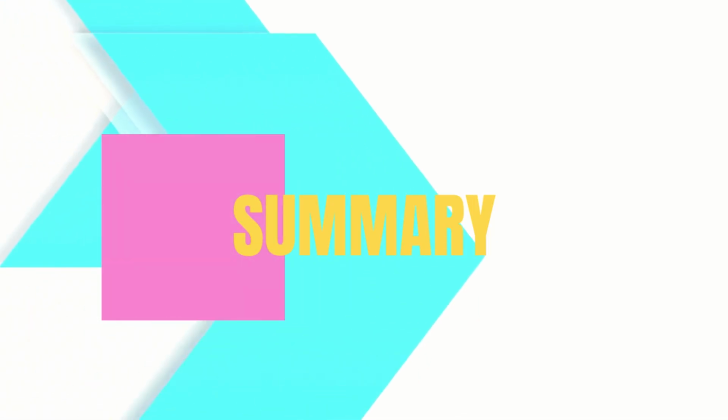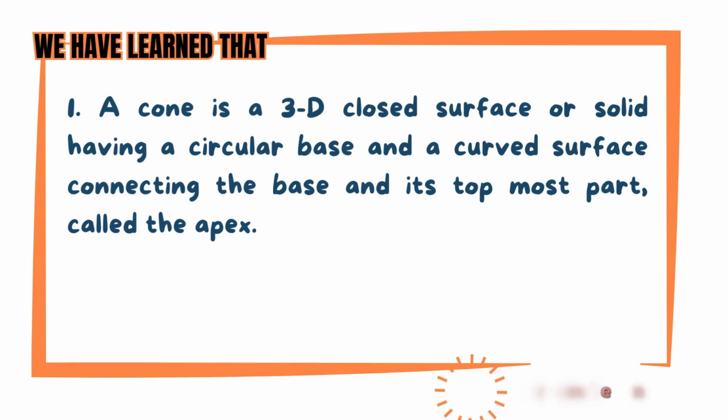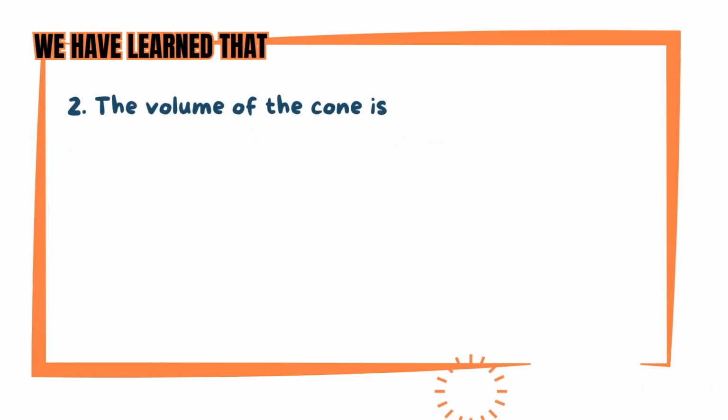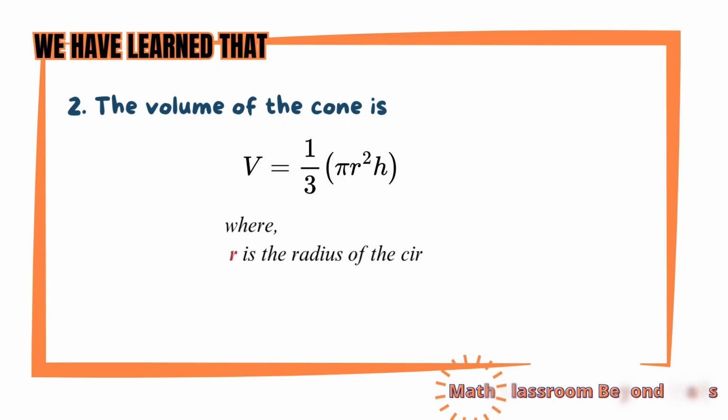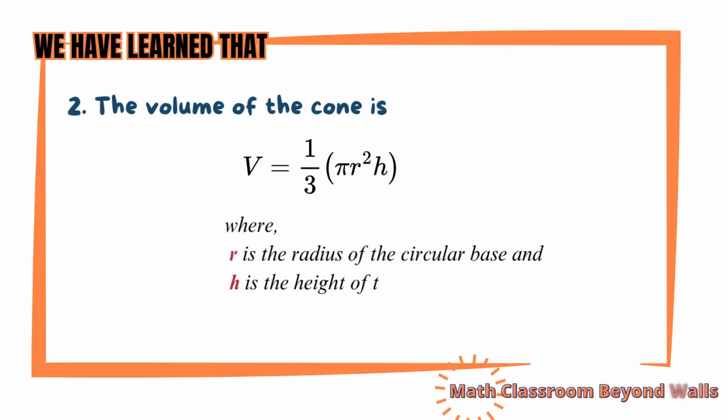Let us summarize what we have learned today. We have learned that, first, a cone is a 3D closed surface or solid having a circular base and a curved surface connecting the base and its topmost part called the apex. Second, the volume of the cone is 1/3 pi r squared h, where r is the radius of the circular base and h is the height of the cone.